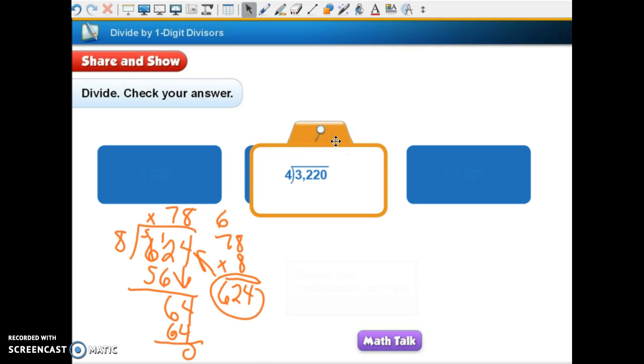This is number 2. I want you to stop your recording, and I want you to do the division and the multiplication, and then come back and check.